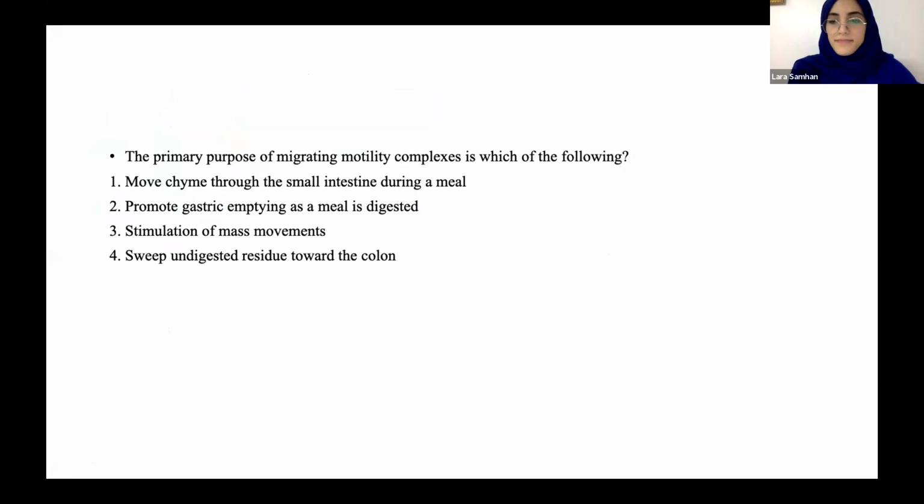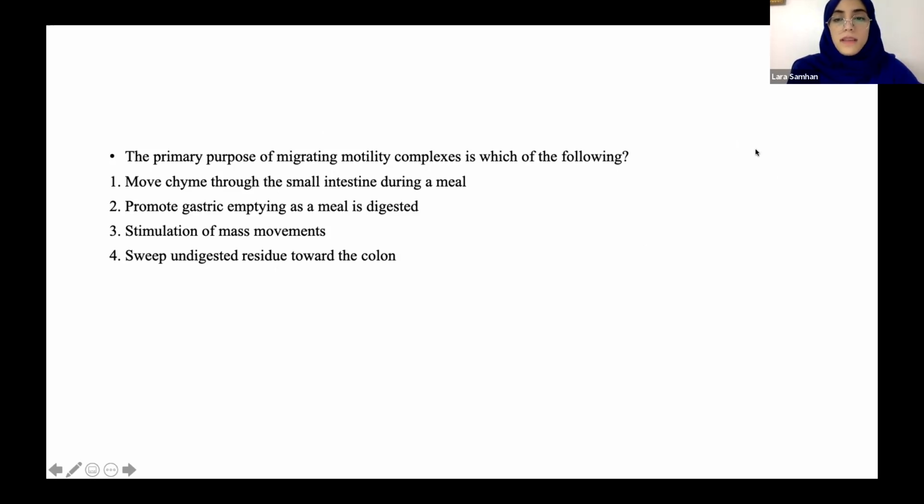Okay, perfect. Amazing. So the question says the primary purpose of migrating motility complexes is basically which of the following. As we know, the GI system should have peristalsis for the food to move from the esophagus to the stomach, to the small intestine, to the large bowel, and then to the outside of the body. So in regards to this migratory motility, the main function is to sweep the undigested residue all the way toward the colon.